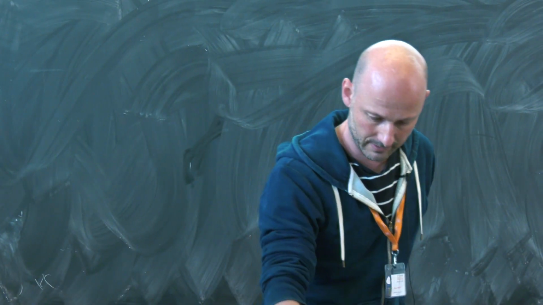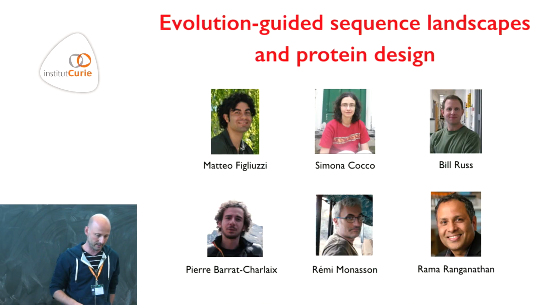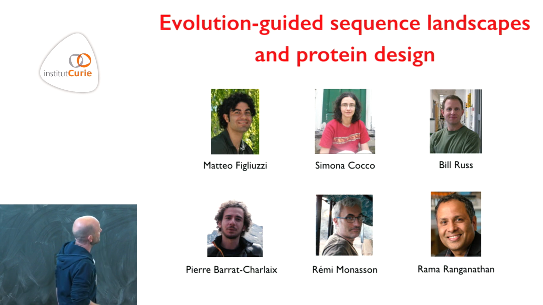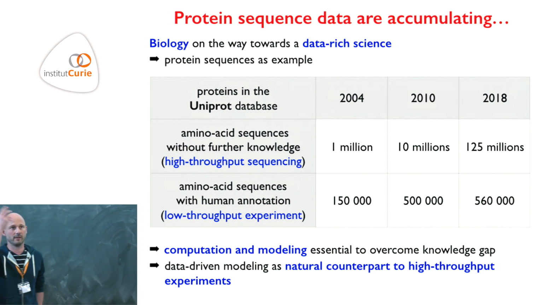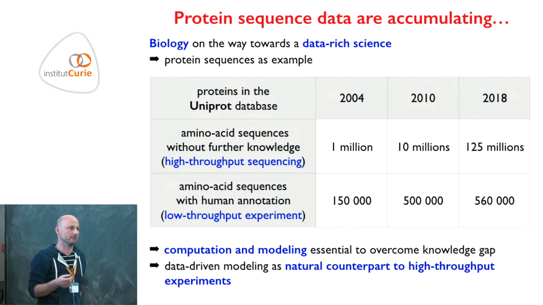So it's a project which was done with some people here in Paris, some students, some colleagues, and together with two experimentalists from the US, Bill Russ and Rama Ranganathan. Okay, so the starting point is, like the speakers before, I'm by training a theoretical physicist and got somehow into biology, and my way into biology was actually via data, via inference.